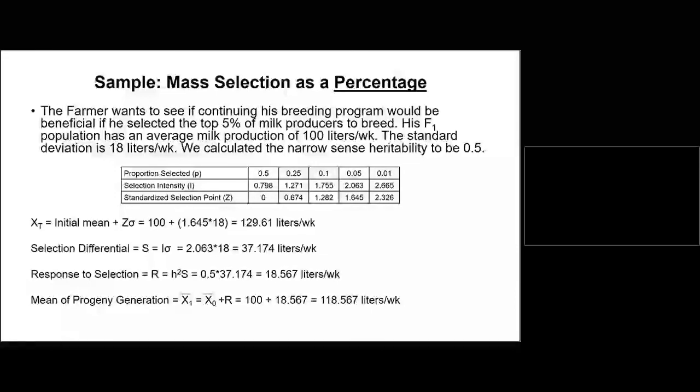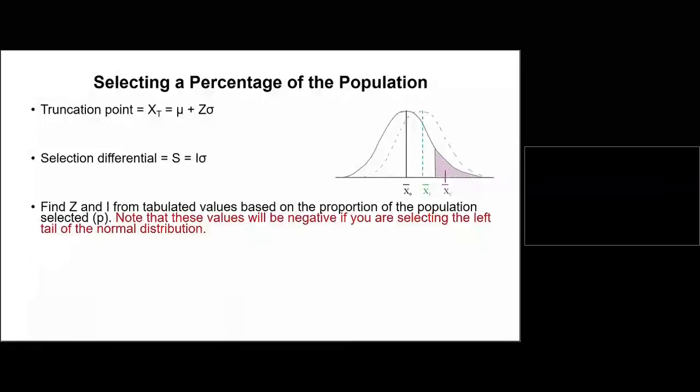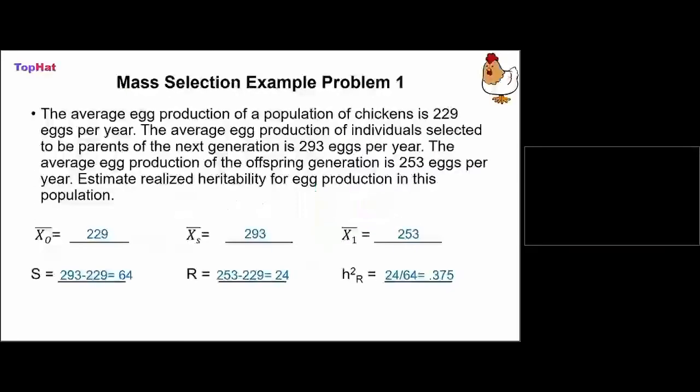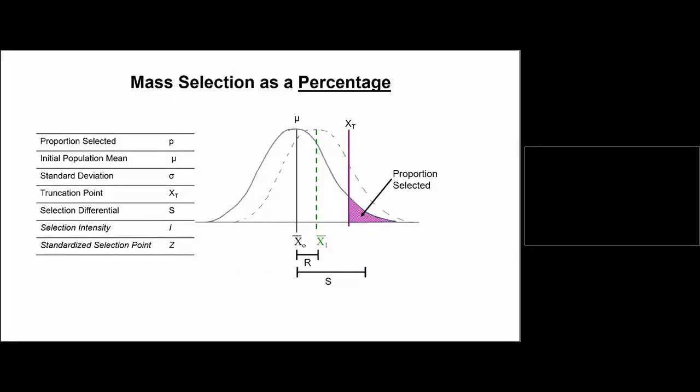I will definitely recommend that you look at this picture here, and really understand what this picture is showing us: the original population with the original mean, and the proportion selected. We could add on here x sub s, which would be the average of those selected. The average of those selected minus the initial average is S. We can also figure out that S by using the formula we were provided if we're selecting a percentage.